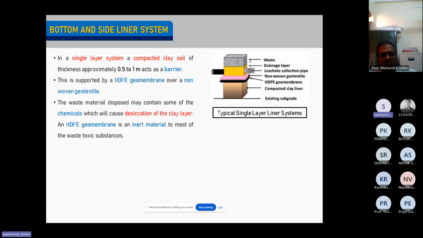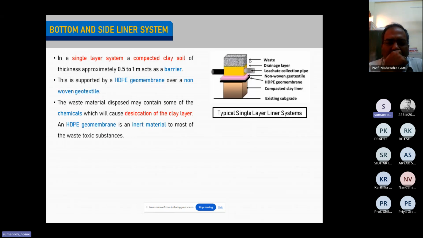Now you see, in certain cases the temperature inside the waste, especially when the reaction undergoes, may increase subsequently. And as I have said, these expansive clays are very sensitive to temperatures.